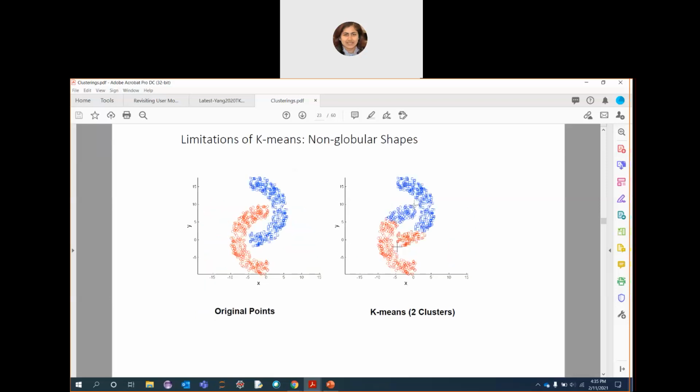Then let's see this one, non-globular shapes. If the original points are in this type of shape, then here also it is very difficult to set up the centroid and to differentiate the clusters. And it may not always give you the correct solution.